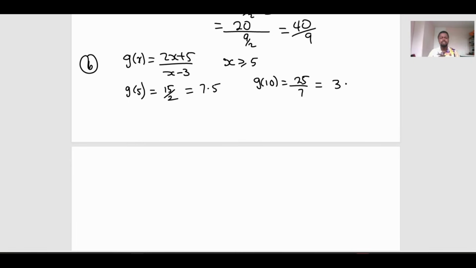Now, I need to know how low g of x will go. How low is it going to get? And how do I get that? I'm going to try to do what we call limits.